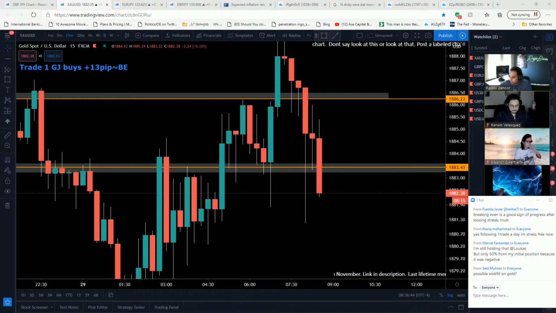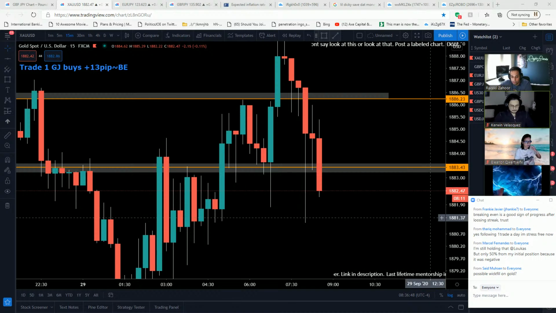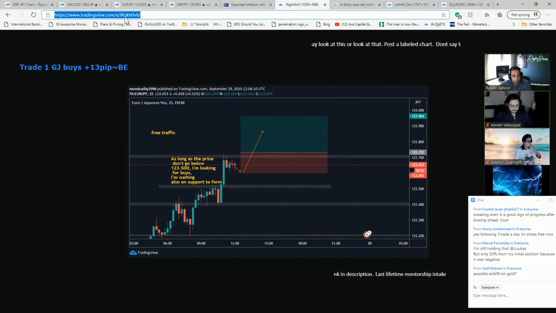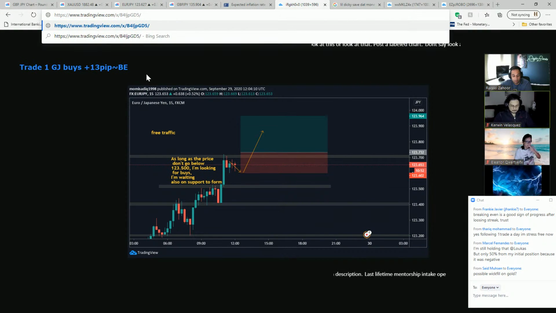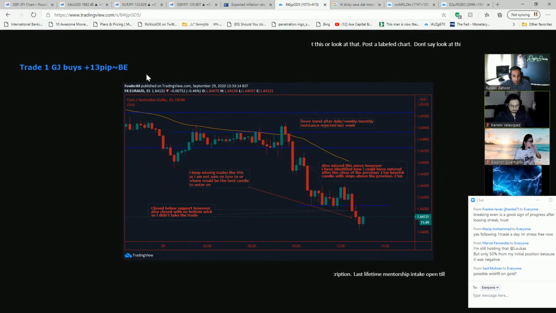I keep missing trades like this when in a trend and momentum. How could I have executed? Let's take a look here. This is Euro AUD downtrend after daily, weekly, monthly resistance. Also missed this move. However, I've identified how it could have entered after close.